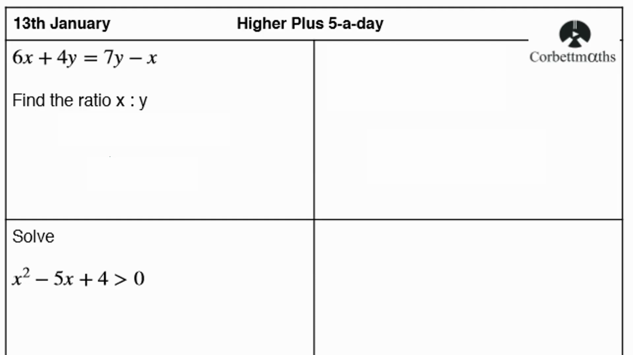So let's just try and resolve this algebra. I have 6x plus 4y equals 7y minus x. Collect my x's, collect my y's. That's going to give me 7x equals 3y. So far, so good. Now, what does this mean?